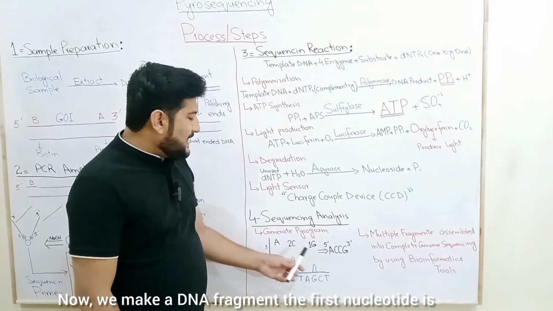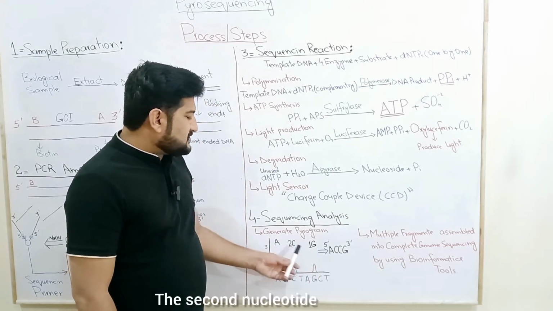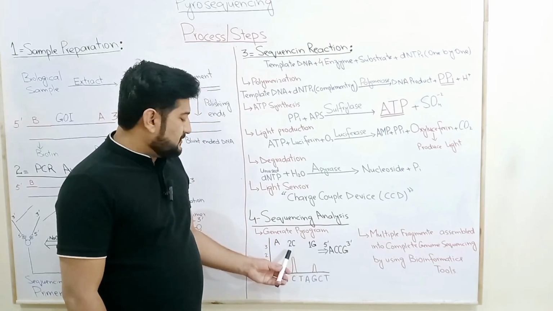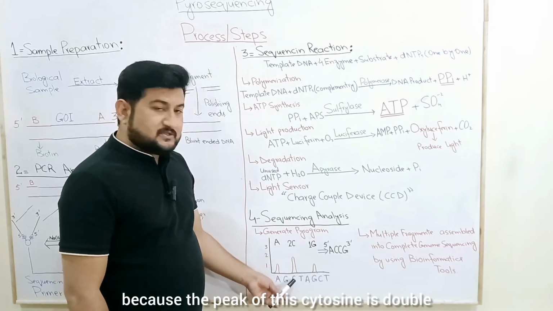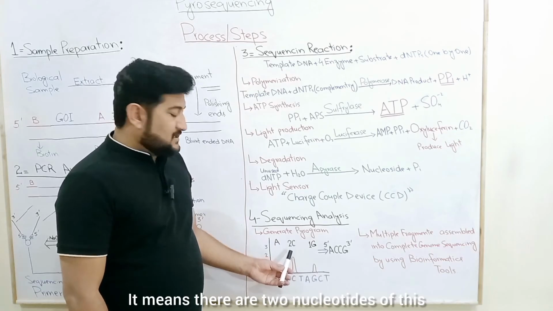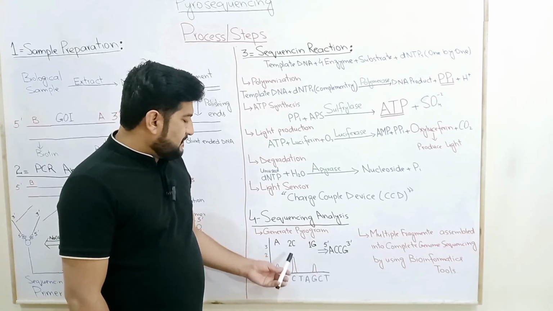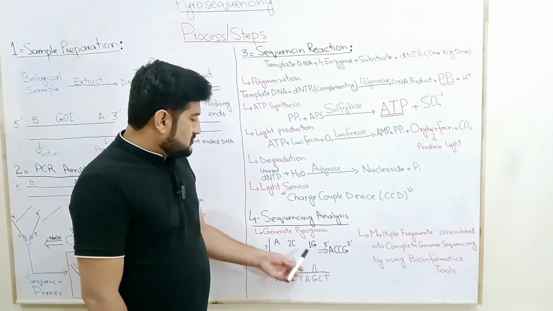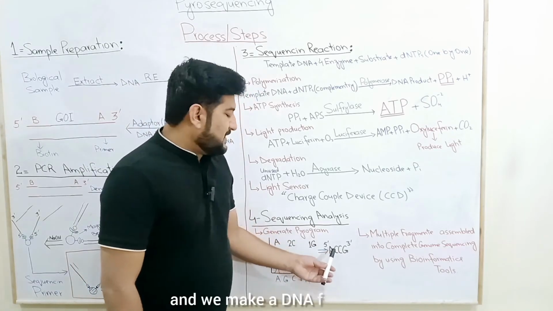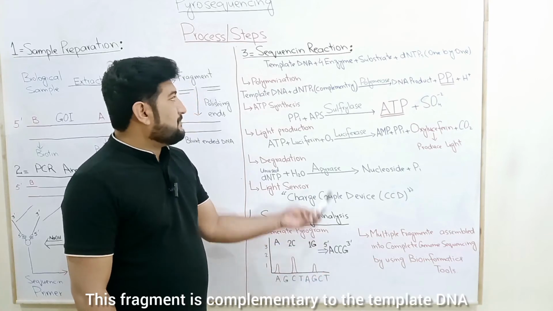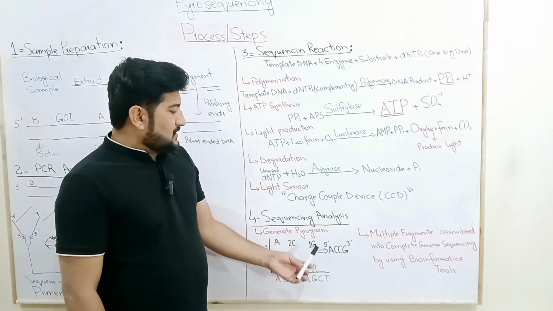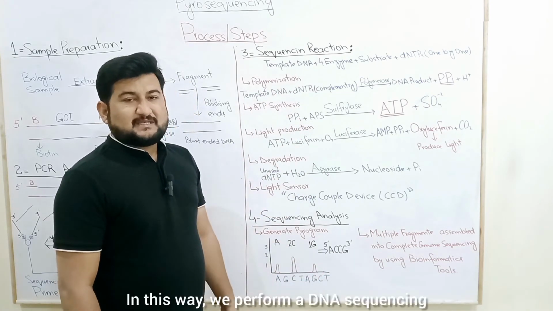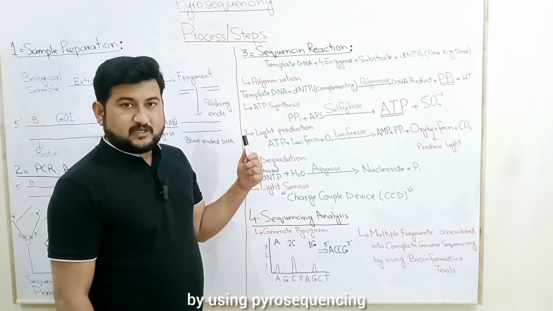The first nucleotide is adenine, the second nucleotide is cytosine, the third nucleotide is also cytosine because the peak of this cytosine is double. It means there are two nucleotides of cytosine. The next nucleotide is guanine. So in this way, 5' to 3', we make a DNA fragment. This fragment is complementary to the template DNA. In this way we perform DNA sequencing by using pyrosequencing.